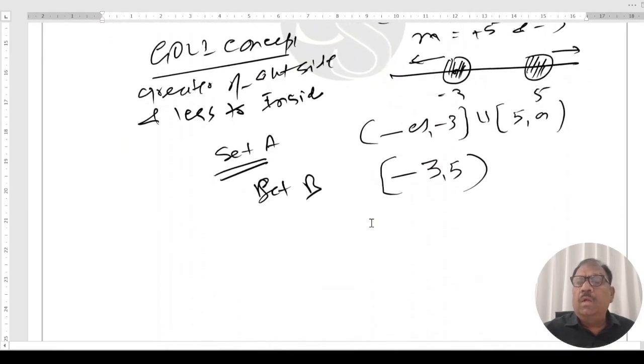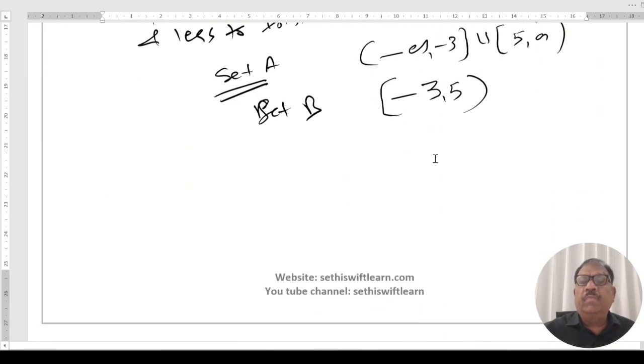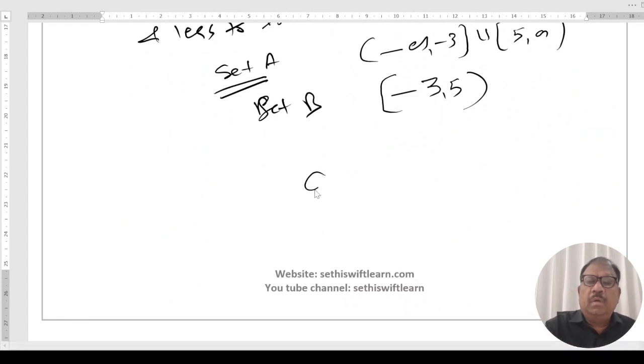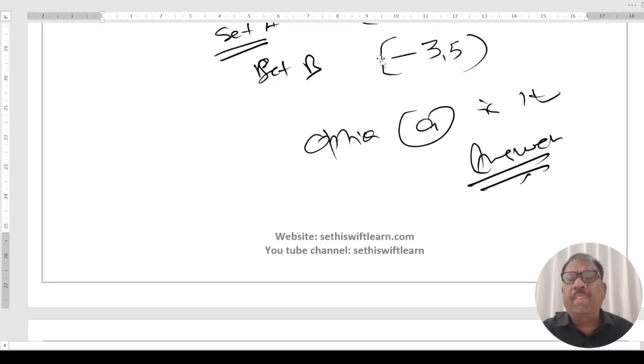Reason being, here is a closed interval, here is an open interval, right? So option A is the answer, right? Next question.